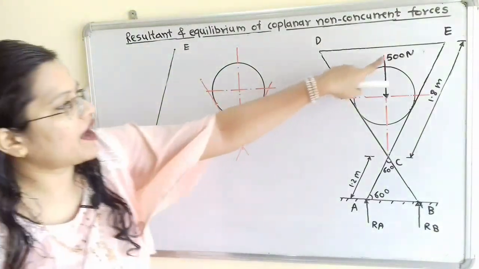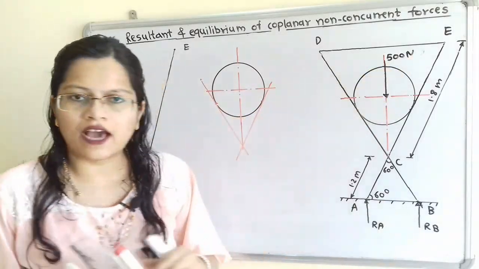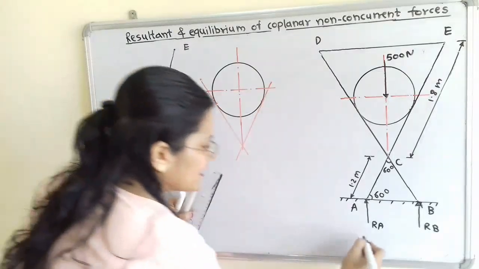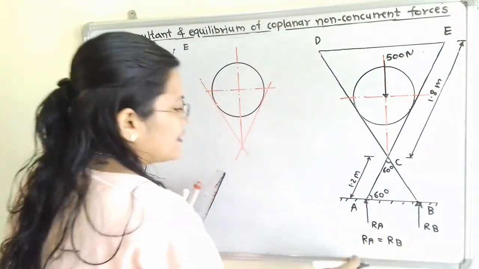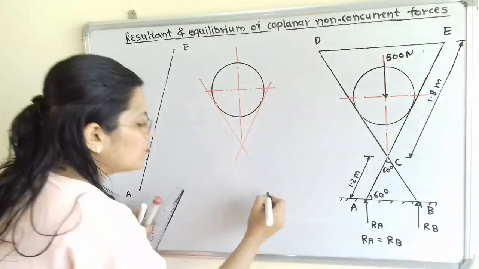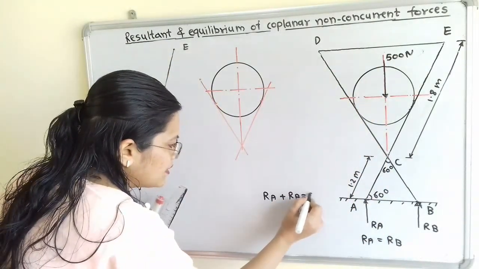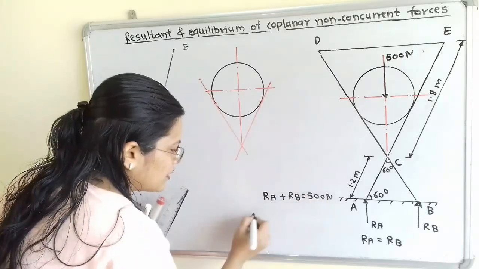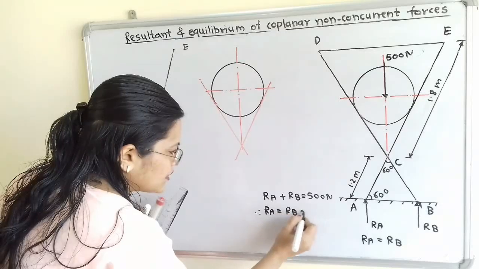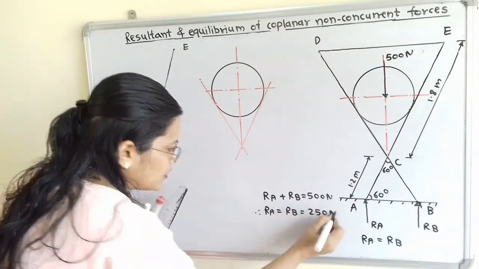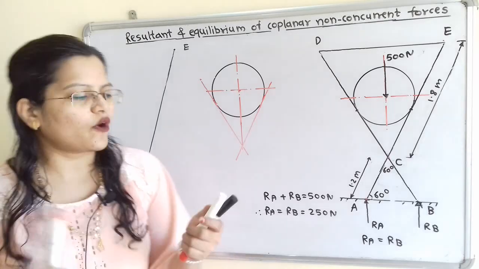Now this weight of 500 Newton is equally distributed at RA and RB. So we can say that RA is equal to RB and RA plus RB is equal to 500 Newton. So we will write here RA plus RB is equal to 500 Newton, and therefore RA is equal to RB is equal to 250 Newton. Now we will consider the equilibrium of the roller.